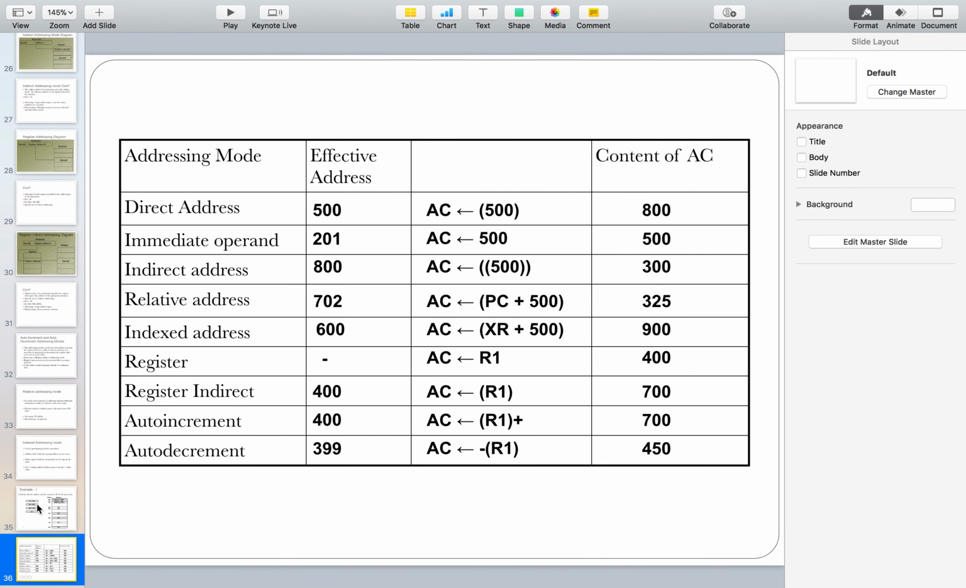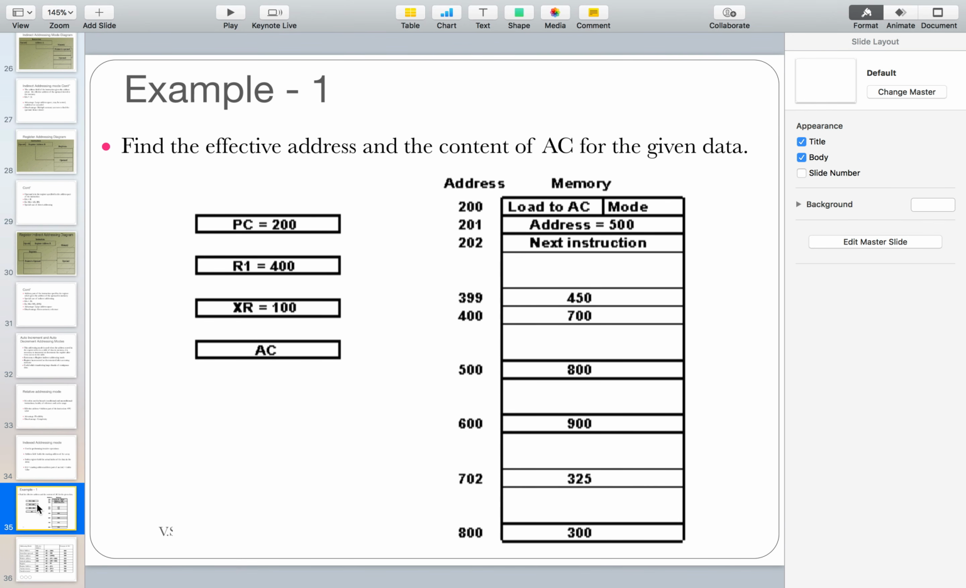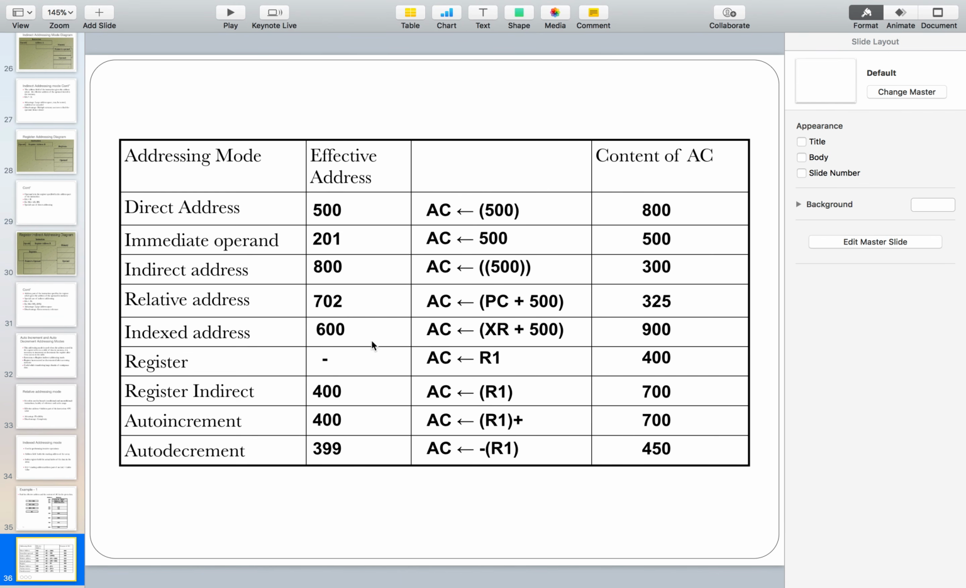Index addressing mode is the sum of the index register and the initial address value. The initial address value is 500, which is added to my index register, already given in the question as 100. So it'll be 100 plus 500, 600, which will be my effective address. To find the effective operand, I need to find what the value 600 points to in the main memory. The 600 points to 900, so my effective operand value will be 900. The effective operand value is the content of the accumulator, and 600 will be my effective address.